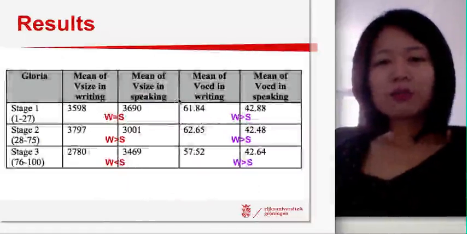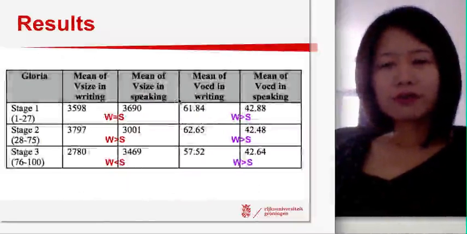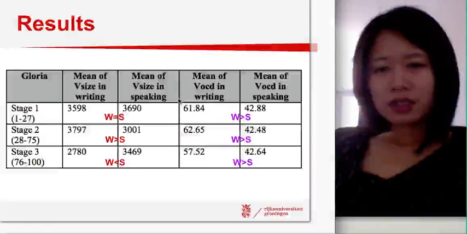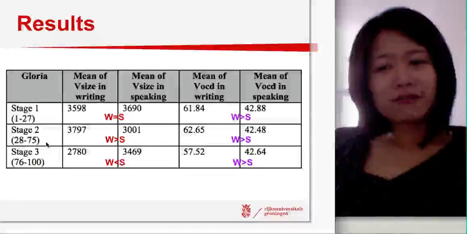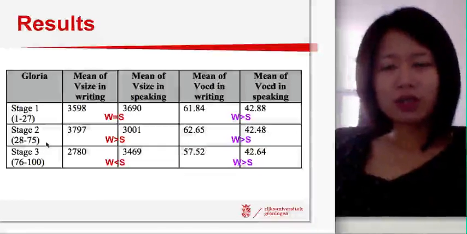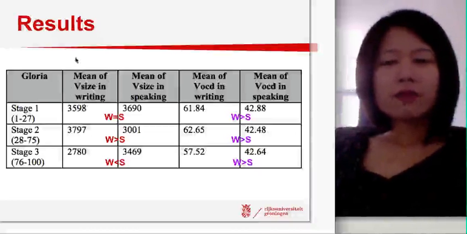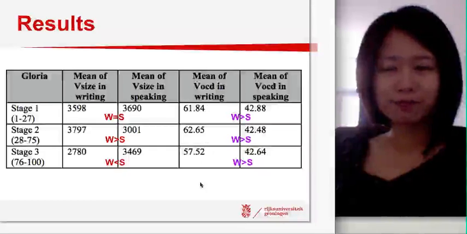This is the first output of the hidden Markov model. This is a table of Gloria. The first stage of Gloria's data is from data point 1 to 27. Stage 2 from data point 28 to 75. Stage 3 from 76 to 100. And the mean of vocabulary size and vocabulary density in writing and speaking.